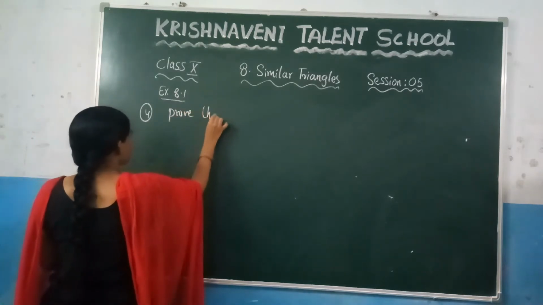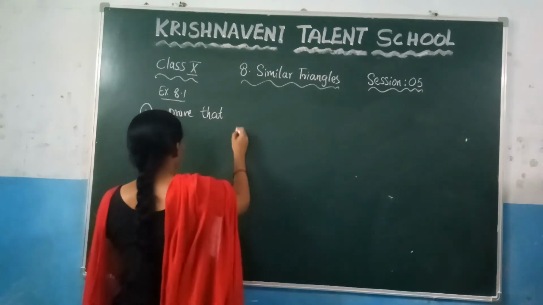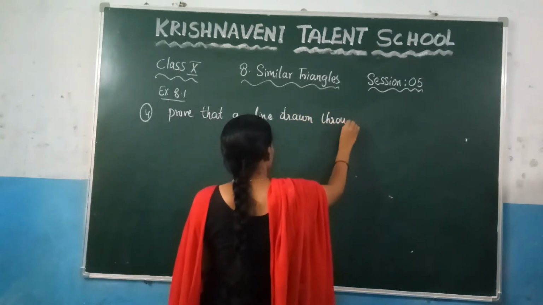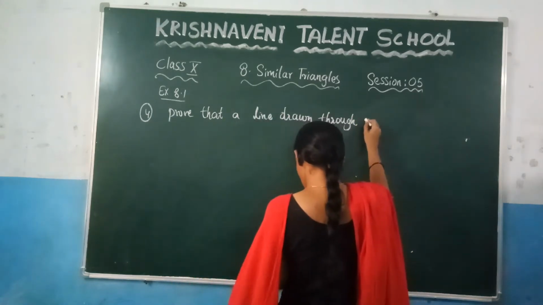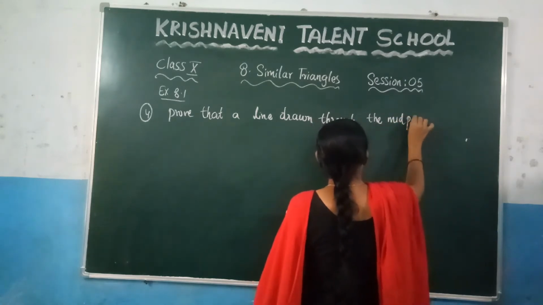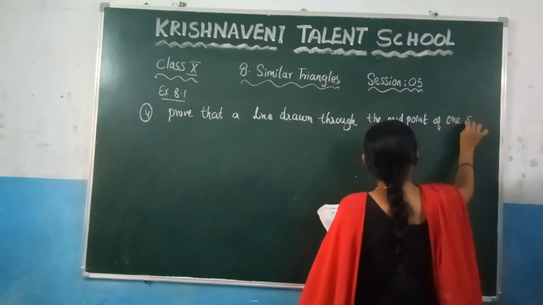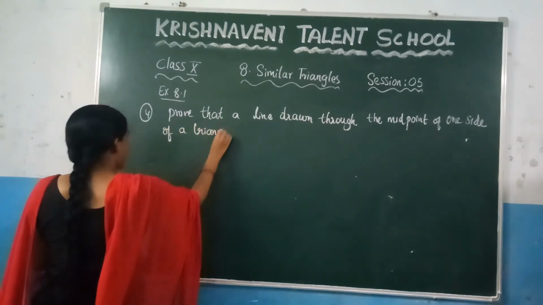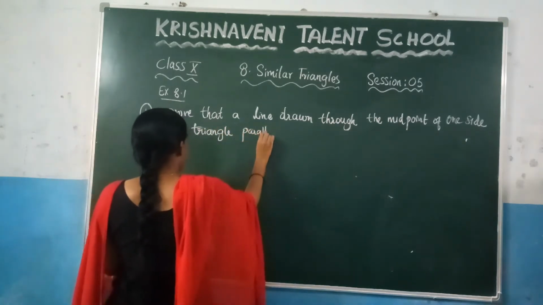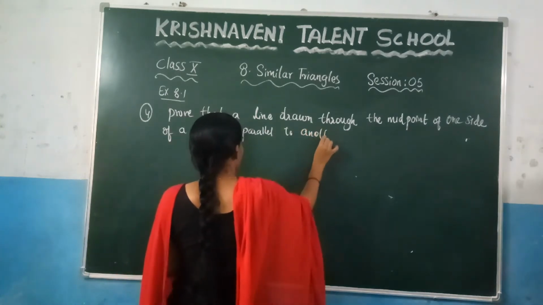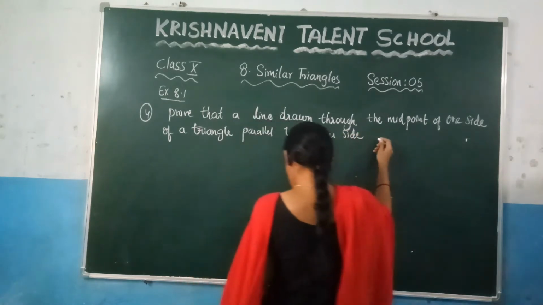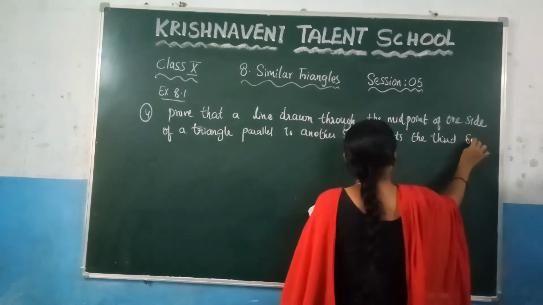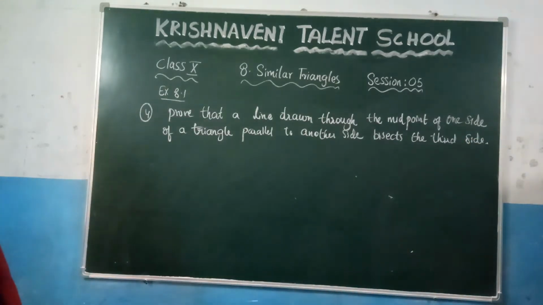Prove that a line drawn to the midpoint of one side of the triangle parallel to other side bisects the third side. This is the question they have given.